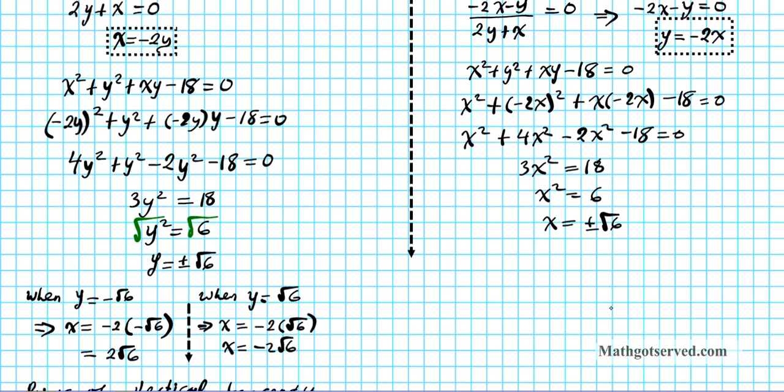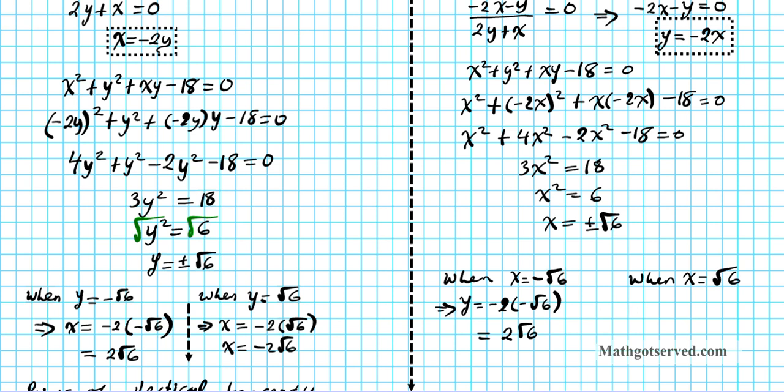Okay, so let's find the points. We have the x values. Now to find the y values, all we're going to do is input our two x values into this equation right here to determine the y coordinates of the points where we have horizontal tangency. So when x is negative root 6, y is going to be negative 2 times negative root 6, which is equal to positive 2 root 6. And when x is the positive value, root 6, then y is equal to negative 2 times root 6, which is equal to negative 2 root 6.